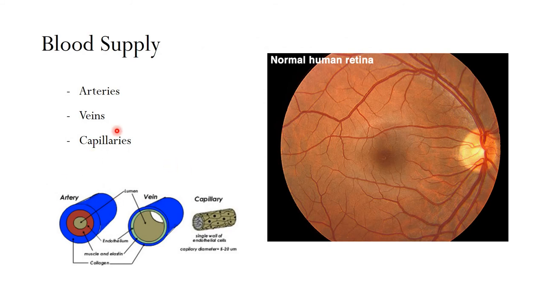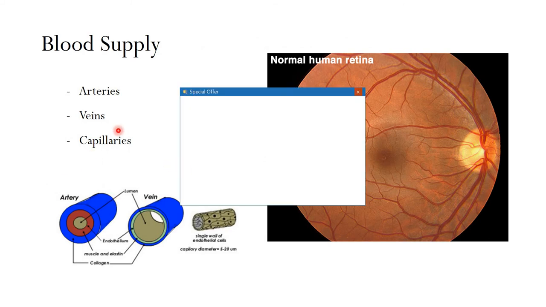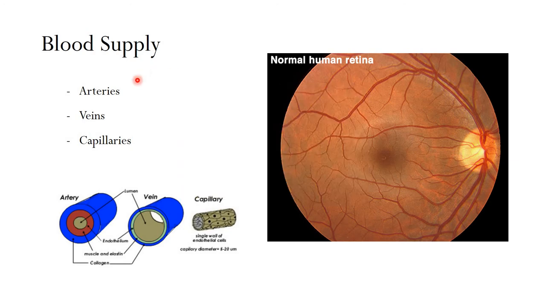So coming to the blood supply, it involves arteries, veins and capillaries. This is how the structure of arteries, veins and capillaries looks like. Both arteries and veins will have collagen, muscle and elastin, whereas the innermost layer is the endothelium, whereas in case of a capillary it is a single row of endothelial cells.